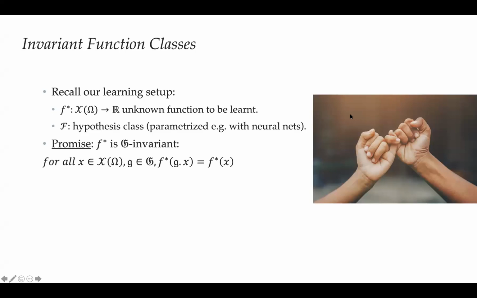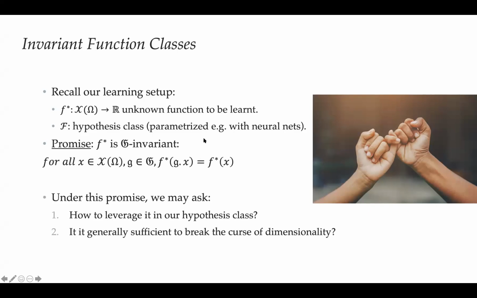So the promise that we are making now is that I promise you that the target f star is G invariant. In other words, this function f star has the extra property that if I consider any element of the transformation group and any input, the function doesn't change, right? So that's the promise. So the natural question is, how can we now leverage this promise in our hypothesis class? Can we adapt the hypothesis class to leverage this? And is it sufficient to break the curse of dimensionality?